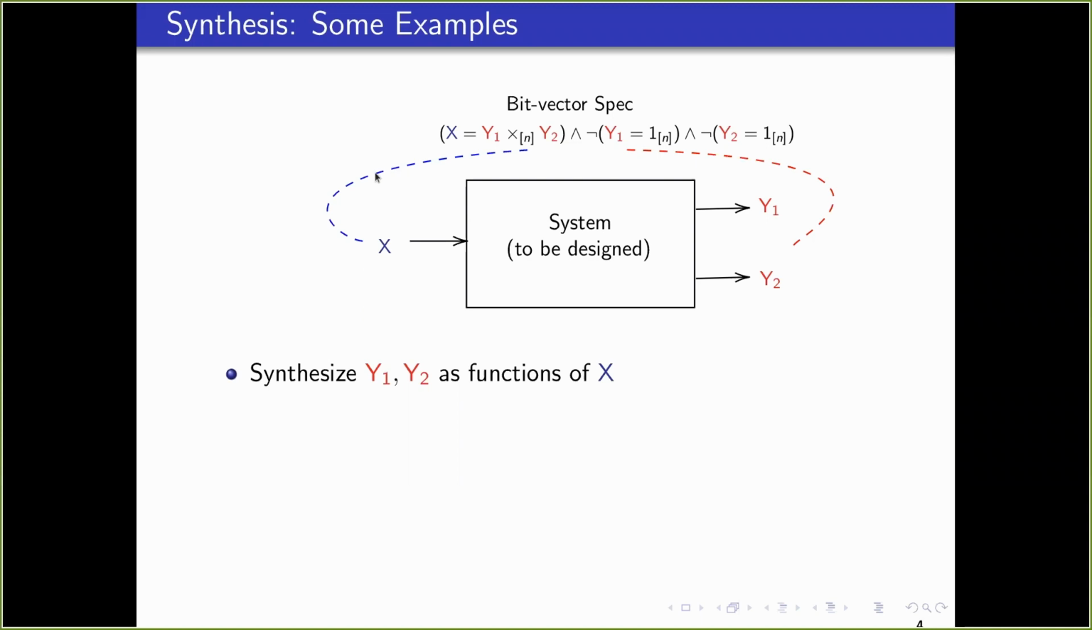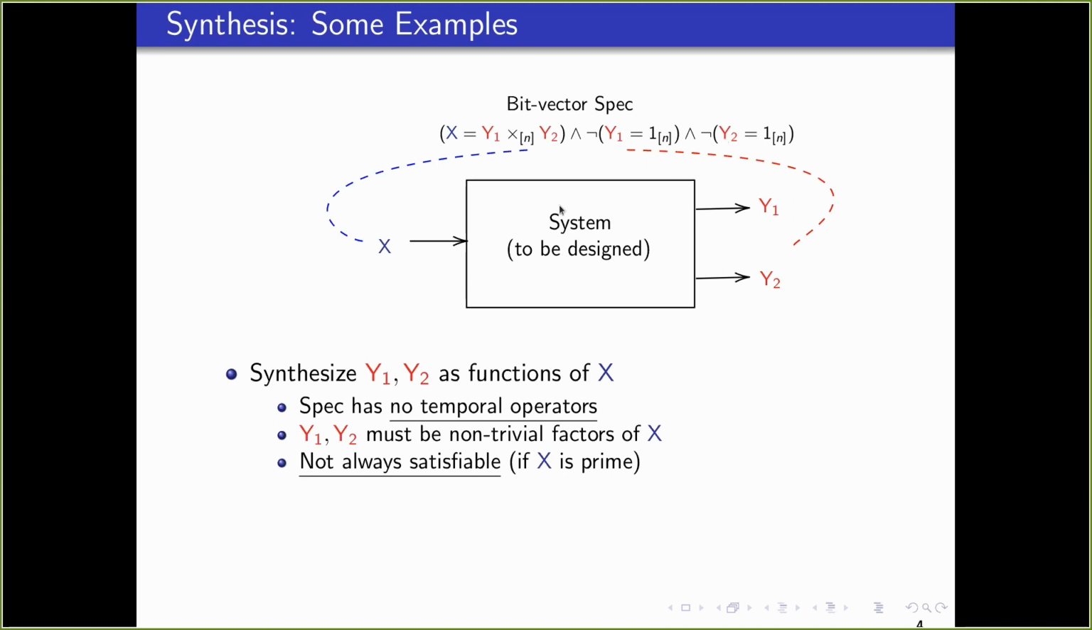So if you look at this specification for a minute, what you'll realize is that we are actually asking something very difficult. We are saying that the system here should really be doing a non-trivial factorization of its input. And of course, this specification has no temporal operators in it. And of course, it may not always be satisfiable also. For example, if I give x as a prime number, then there are no non-trivial factors of prime numbers.